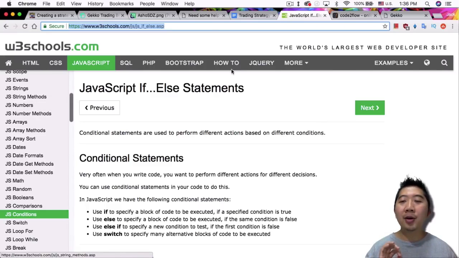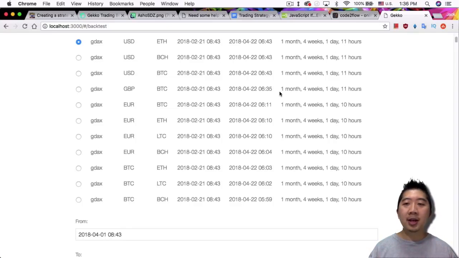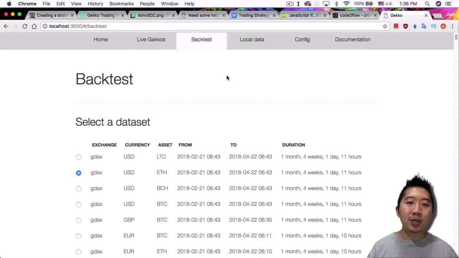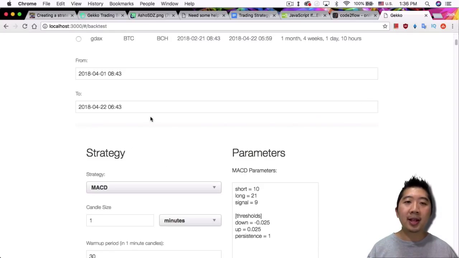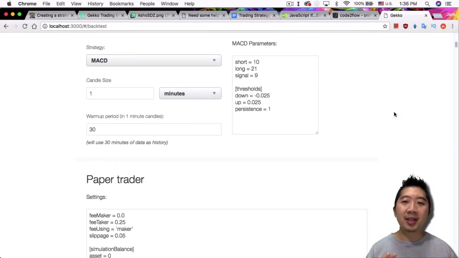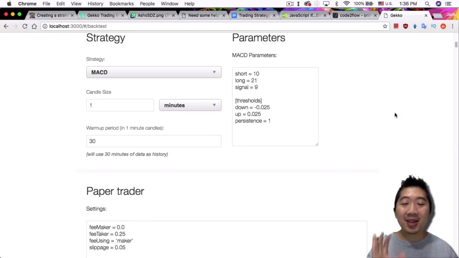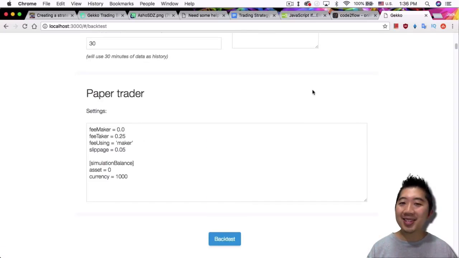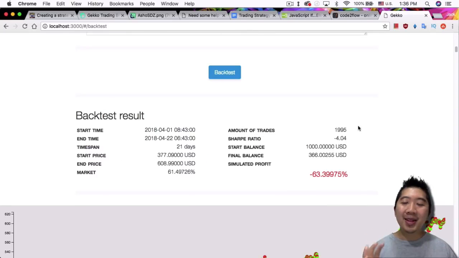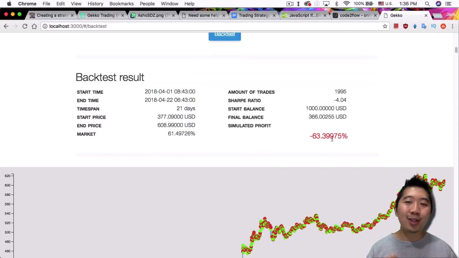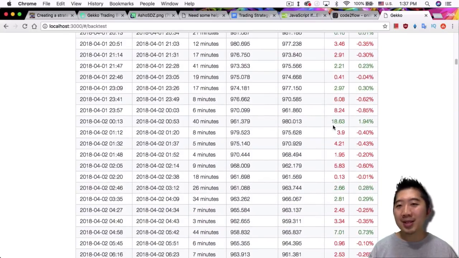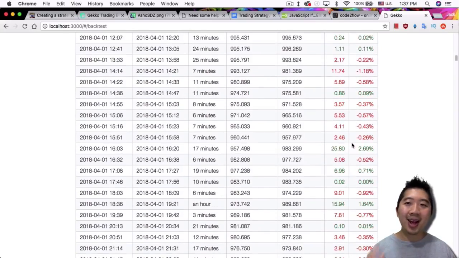But before I show you how it works and how it looks in Gecko, I just want to show you, so I already set up everything in terms of the backtest portion right here, the data set, and I selected the particular date range. I just want to show you how the MACD works and how badly it works currently, because I think there is a bug in there. I'm setting it to 1 minute candle sizes, so it really trades a lot. So this is what happened. It traded 1,995 times at a 63% loss because it's trading every other minute. And you can see it making tons of losses throughout. It makes some gains too here and there, but lots and lots of losses.